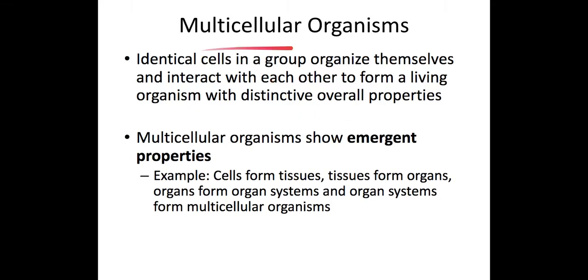All right, and just a quick note on multicellular organisms. So in multicellular organisms, identical cells in a group will organize themselves and interact with each other to form a living organism with distinctive, unique overall properties. And because of this, multicellular organisms can show emergent properties, which are properties that an entity gains when it becomes a part of a larger system overall.